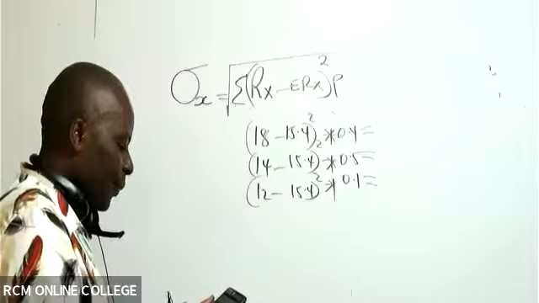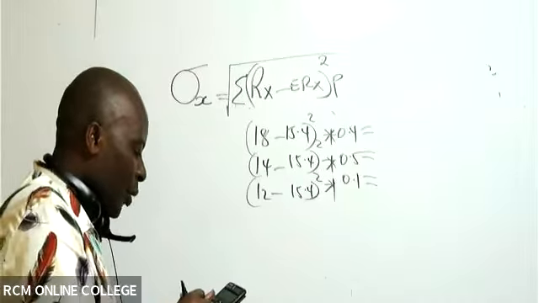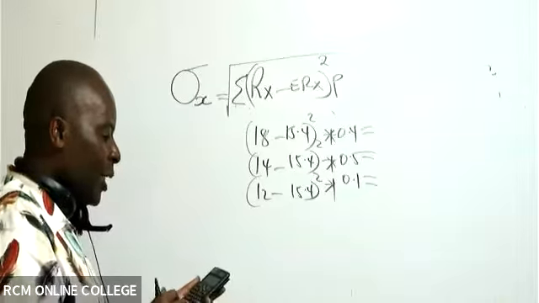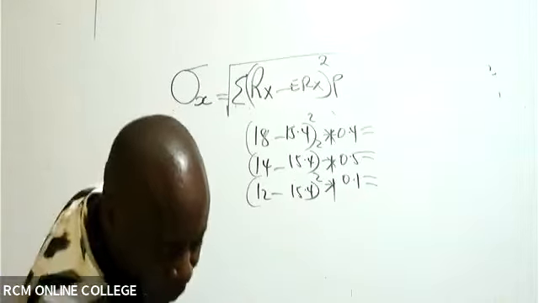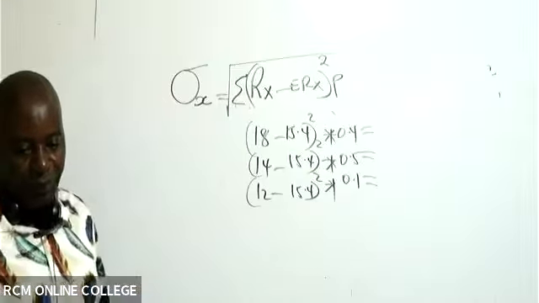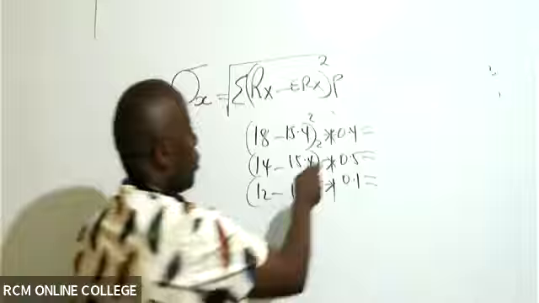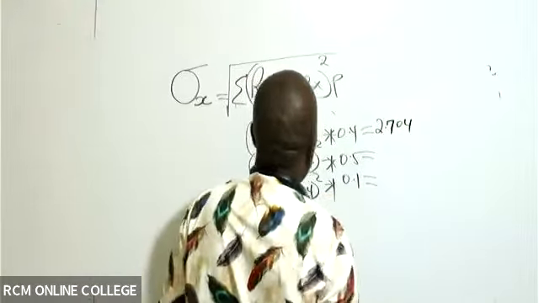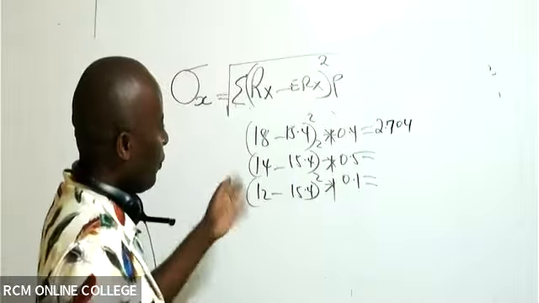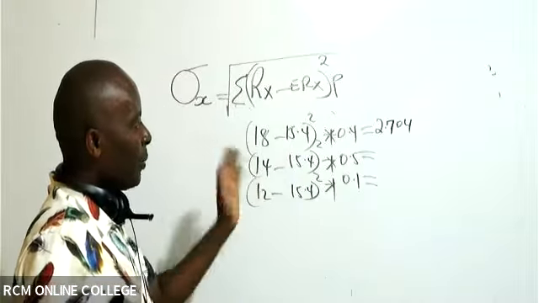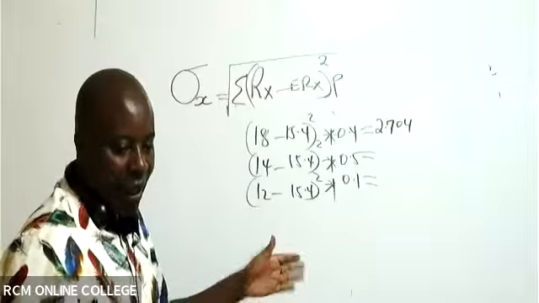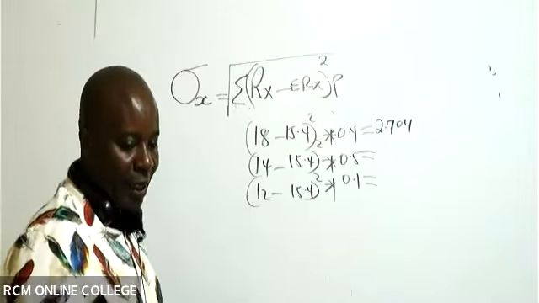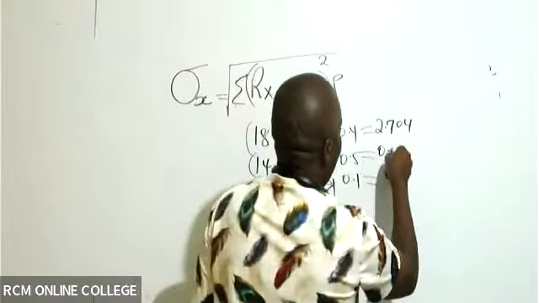Minus, plus, squared, times 0.4. So what are we getting, ladies and gentlemen, for the first one? 2.704. The first one, as you say, open brackets, 18 minus 15.4 squared times 0.4. Give me an answer. Aha, we go to the second one, 0.98. So we have here 0.98.